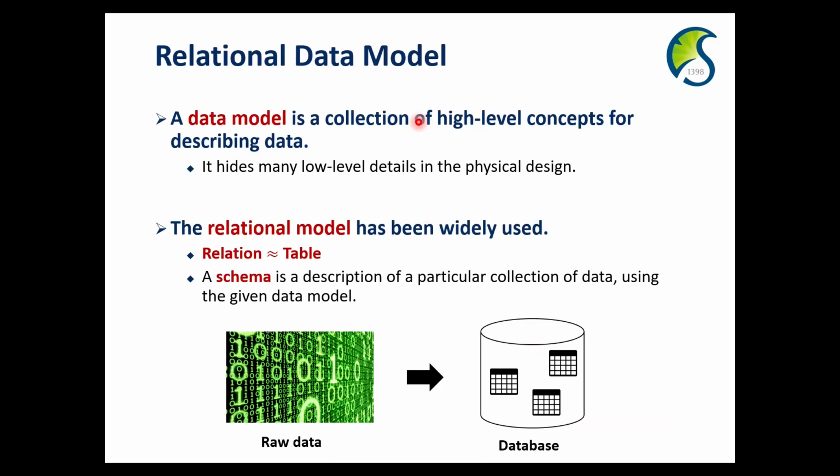And now let me further explain what the relational data model is. The data model is a collection of high-level concepts to describe the data. This is a conceptual data design. So in the relational data model, we usually represent the data as tables, relations. And based on several relations, we can represent the data. And here, to represent the relation, we use the schema. This is a description of data using a given data model. Okay.